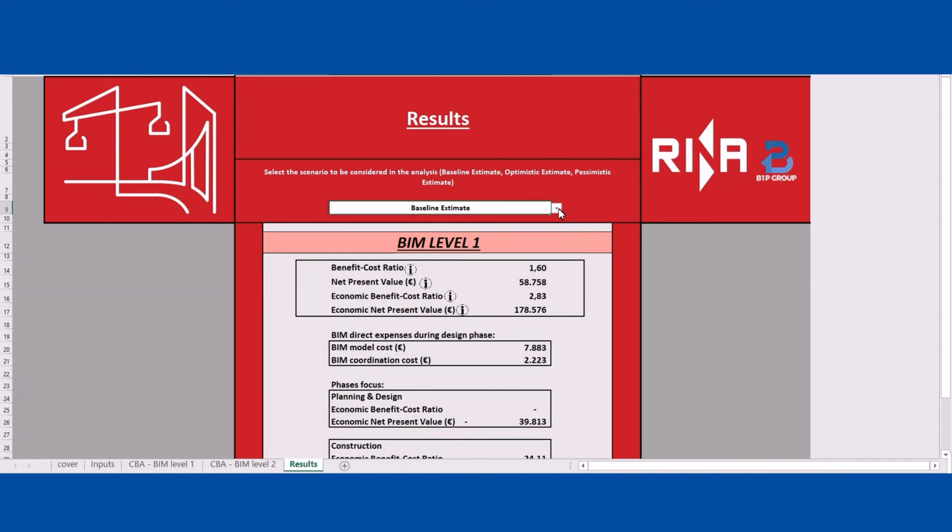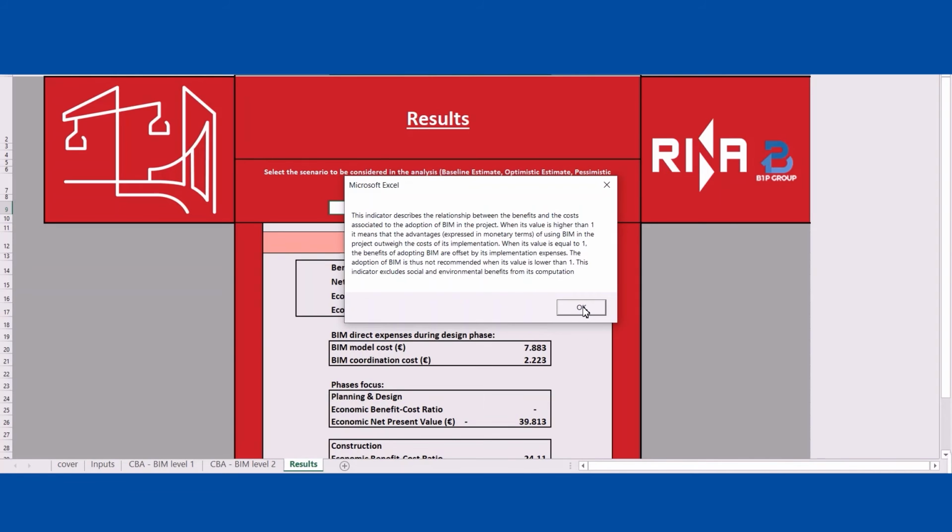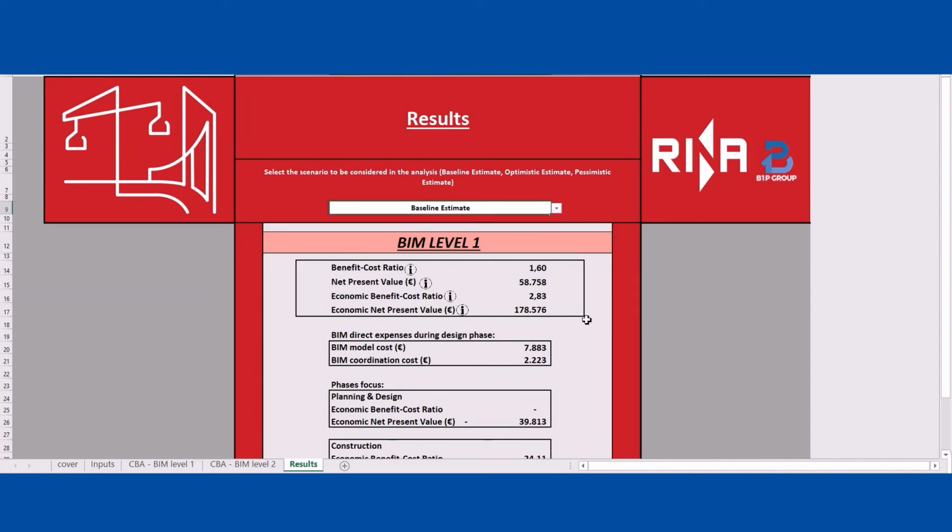In this sense, here we can select the scenario we would like to consider, the baseline one, the pessimistic, or the optimistic ones. The main indicators proposed in this page are the following: the benefit cost ratio and the net present value. Two versions of these indicators are reported, either including or excluding social and environmental benefits. A short definition for each indicator is provided by clicking on the information symbol. In addition, the direct costs generally associated with BIM adoption in the project are calculated and reported here.